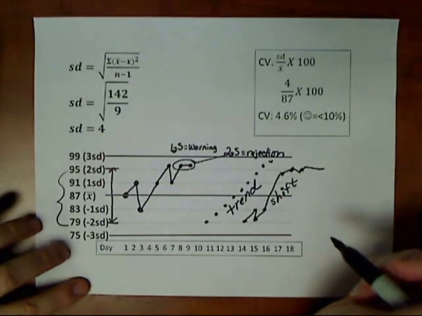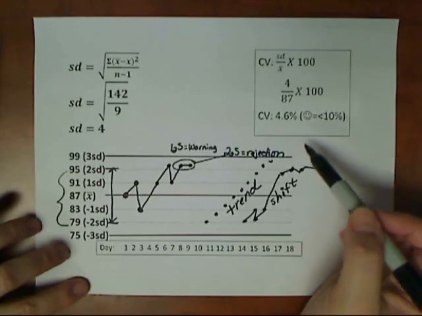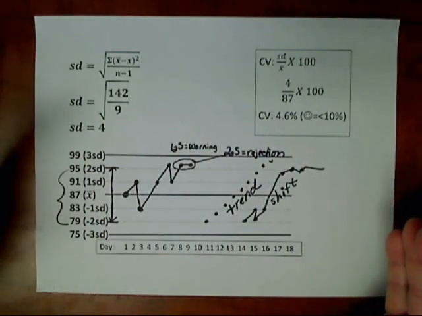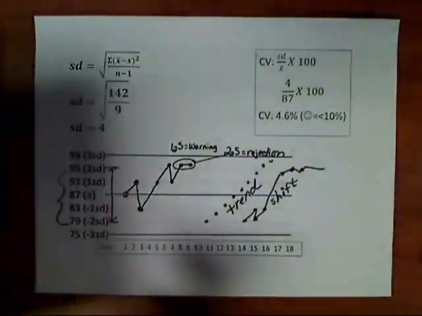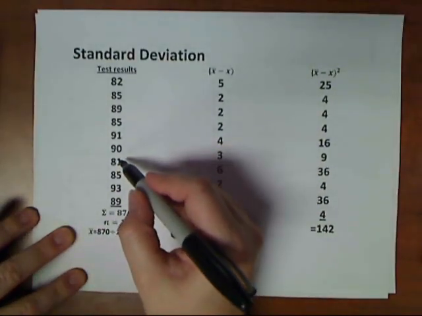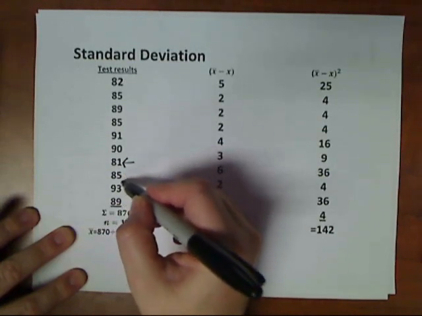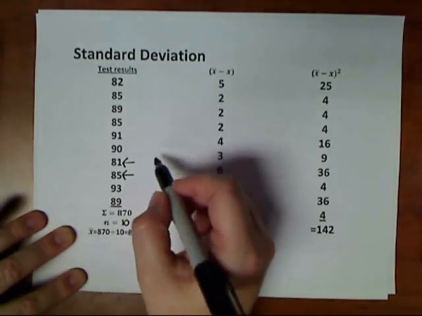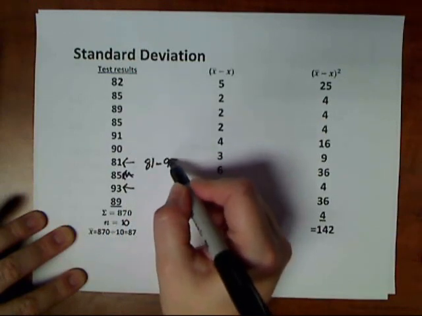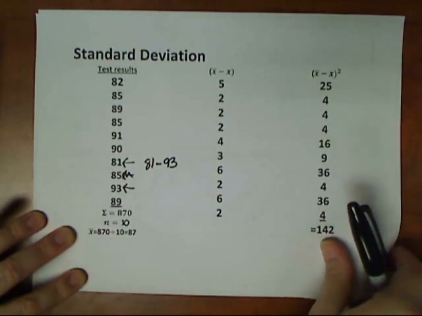One more thing to make mention of on here is coefficient of variation. What is the coefficient of variation? The coefficient of variation shows your spread in your numbers. How far apart are your numbers? So going back to our first page, you can see here that our lowest number would be about an 81, and our highest number looks like it would be a 93. So our spread goes from 81 to 93. That's a pretty big spread, but you want your coefficient of variation to stay less than 10%.